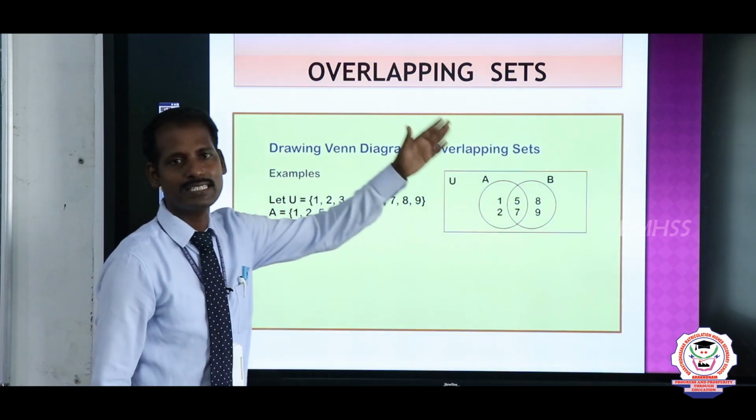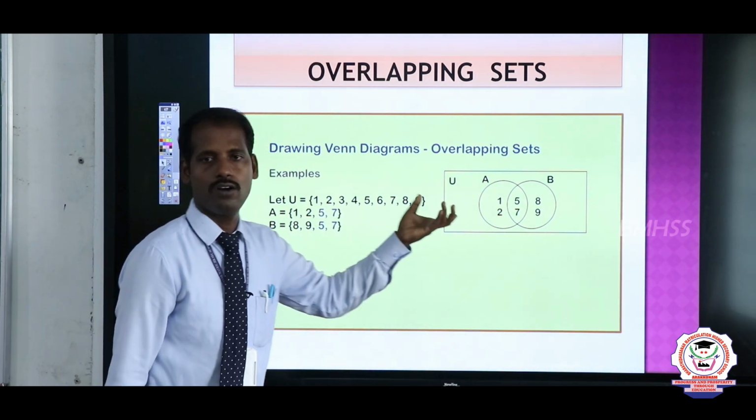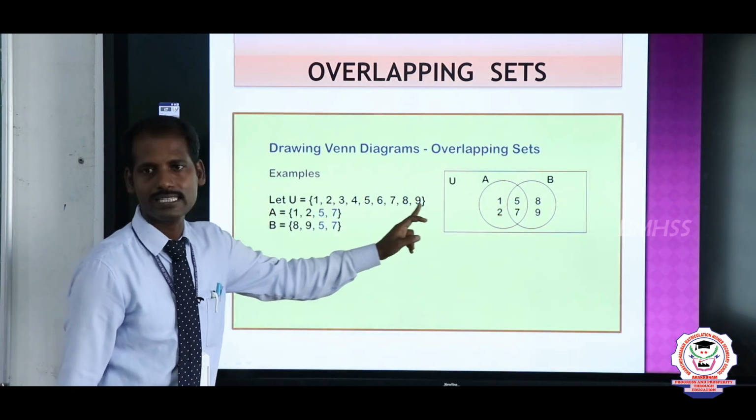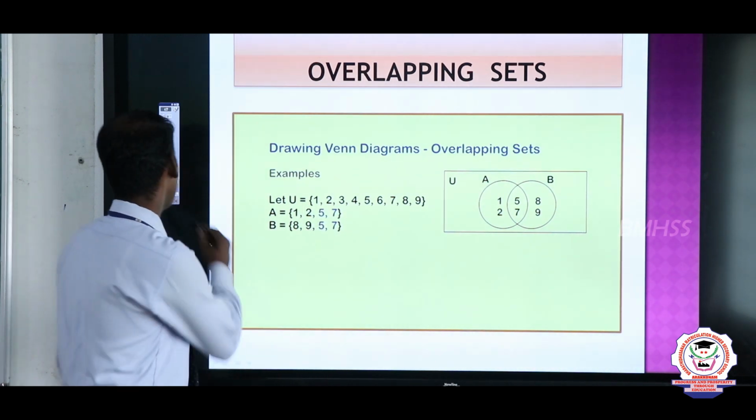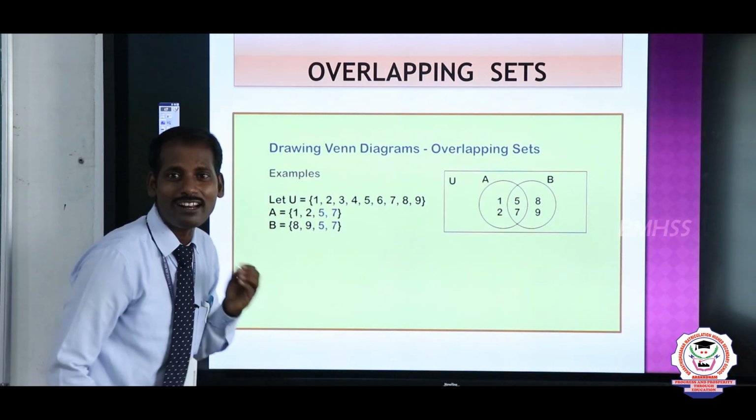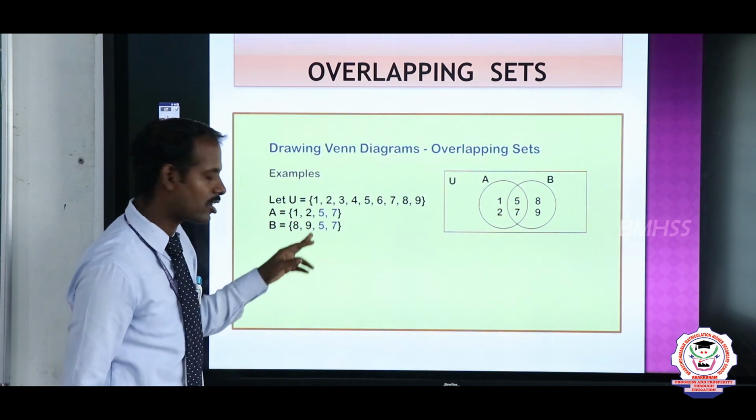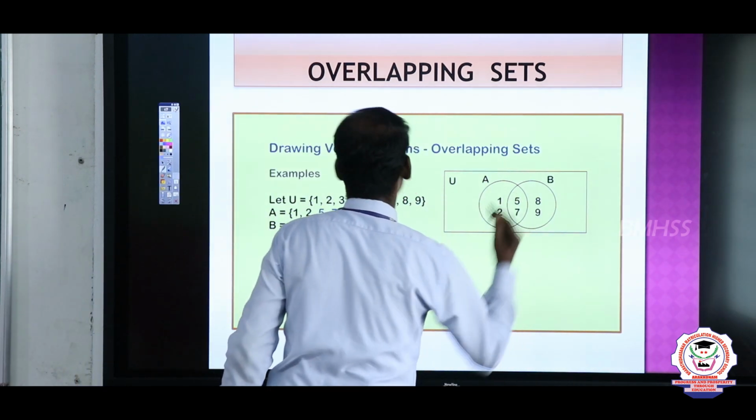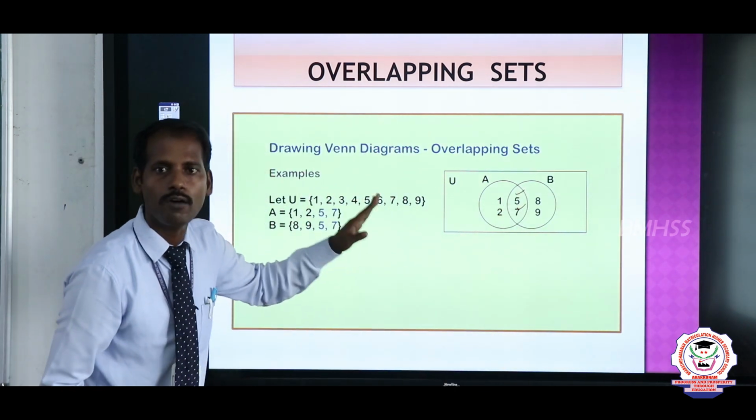Next, overlapping set examples, drawing Venn diagrams of overlapping sets. Here I will explain Venn diagrams. For example, the universal set is 1, 2, 3, 4, 5, 6, 7, 8, 9, so all the elements are in the universal set. A set is 1, 2, 5, 7 and B set is 8, 9, 5, 7. Here what elements are common? 5 comma 7. So 5 and 7 are common elements, so it is an overlapping set.